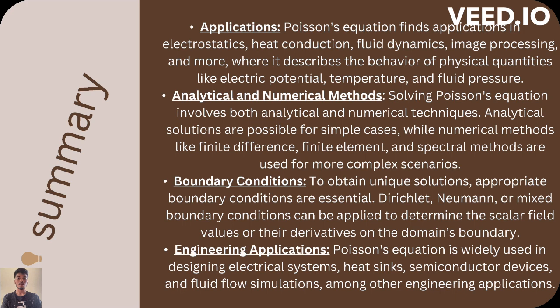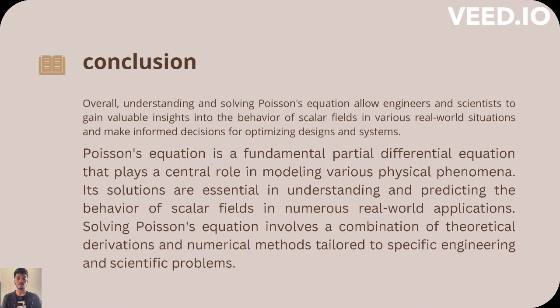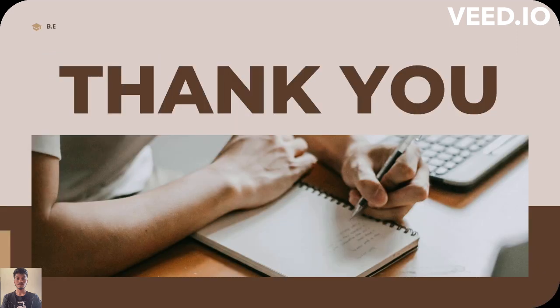Summary: we have seen the applications, analytical and numerical methods, boundary conditions, and engineering applications in the previous slides. Now, conclusion: Poisson's equation is a fundamental partial differential equation, as I mentioned in the first slide, that plays a central role in modeling various physical phenomena. Its solutions are essential for understanding and predicting the behavior of scalar fields in numerous real-world applications. Thank you.